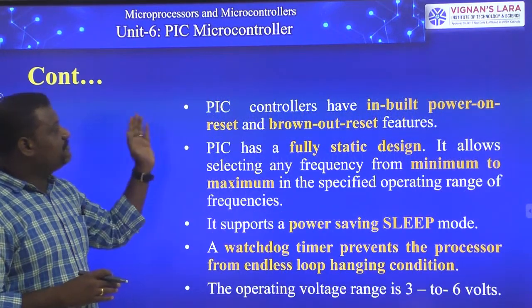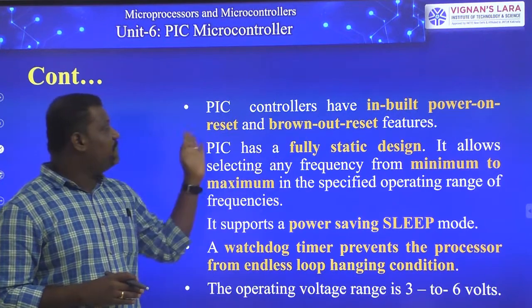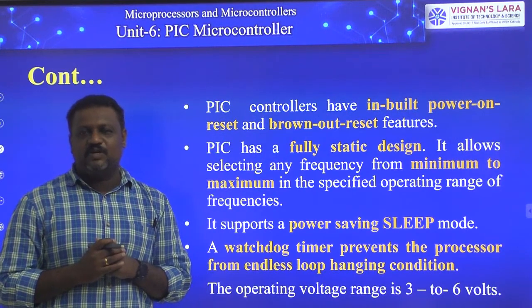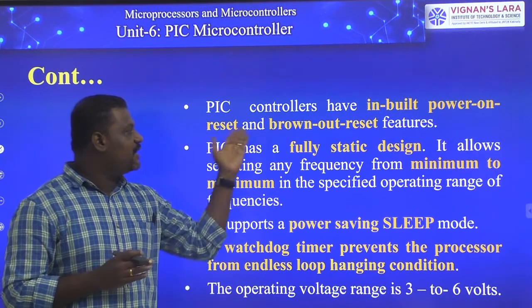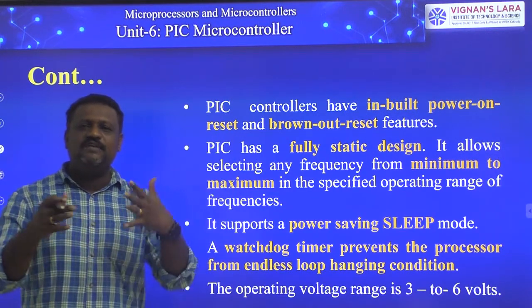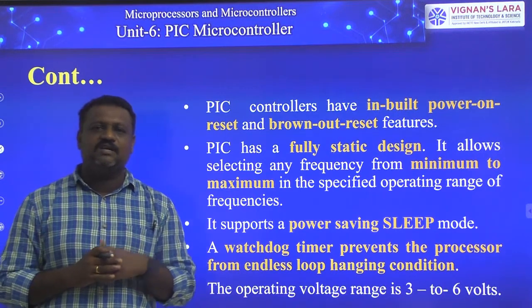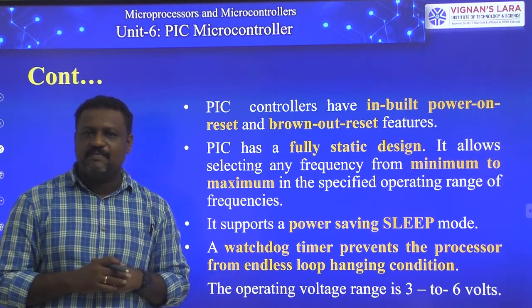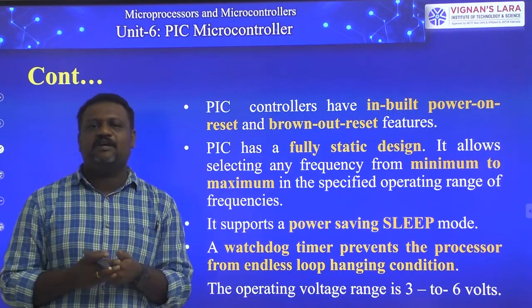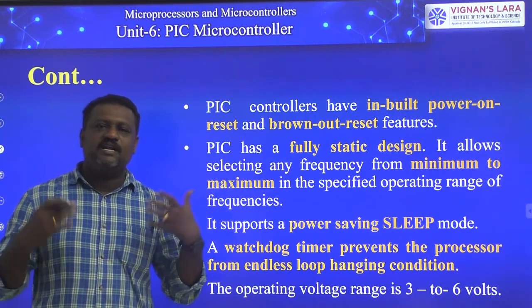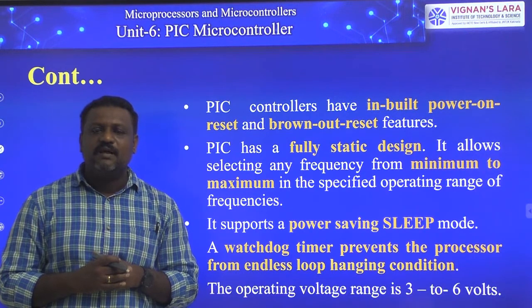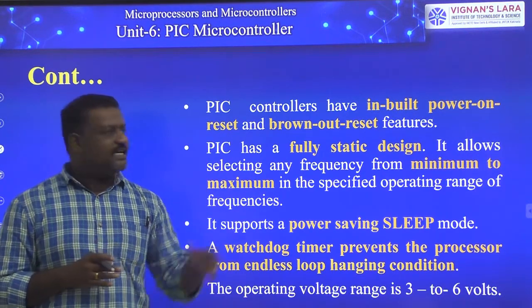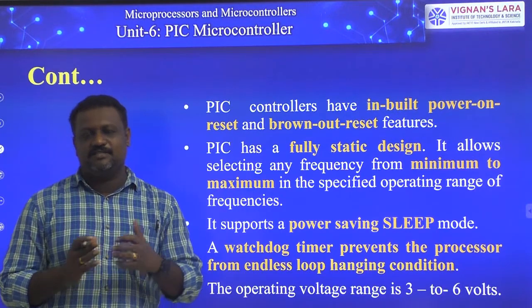Next, the PIC controllers have inbuilt power on reset and brownout reset mechanisms. Generally, if you go for a controller, we have a reset signal, and by sending that, your controller can be reset. Here we have an inbuilt power on reset, so that we can automatically reset our controller whenever we want to start the controller operation from the beginning. At that time we use this power on reset circuit.